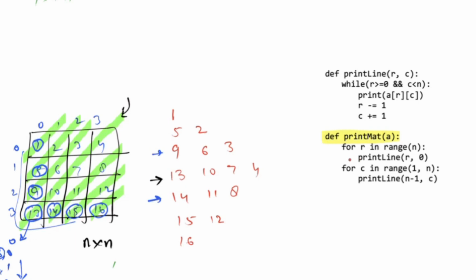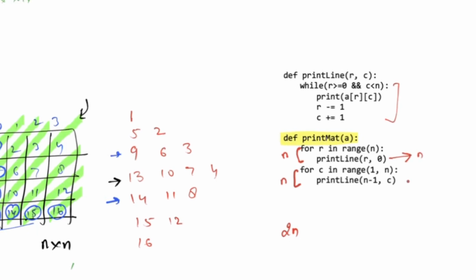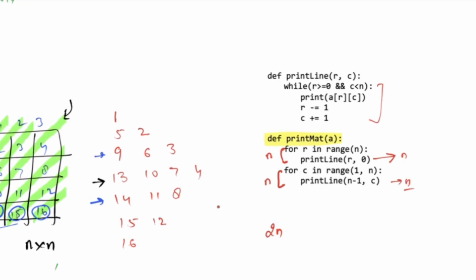That method it'll be n square, sir, because first we check R in the range, then C in the range of n. So this for loop will execute n times, and this for loop will execute n times. In total, the number of for loop iterations will be 2n. But inside the for loop, we are printing a line, and the printing of a line itself takes order of n time.